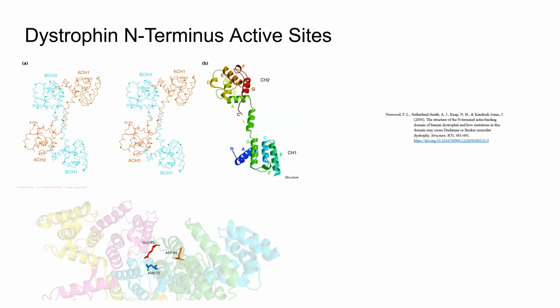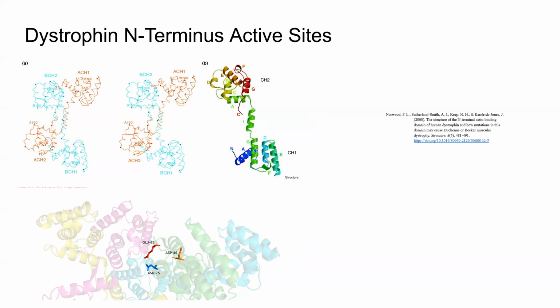We're gonna go into a little bit more information on the N-terminal domain. The N-terminal domain dimerizes with itself to make up the CH1 and CH2 domains. As you can see, they're both pretty similar and they're actually exactly the same. They're just 180 degrees flipped on each other. So then these two domains work to create the active site of dystrophin shown below.